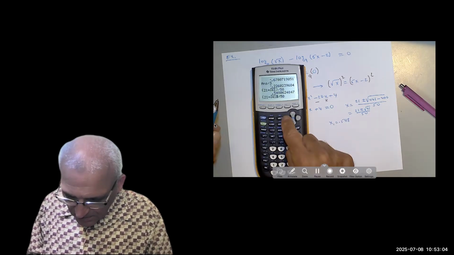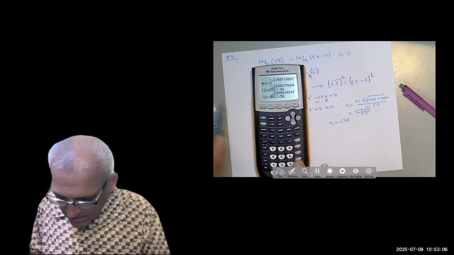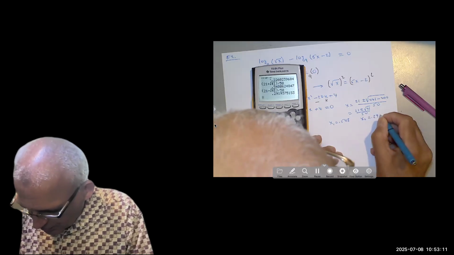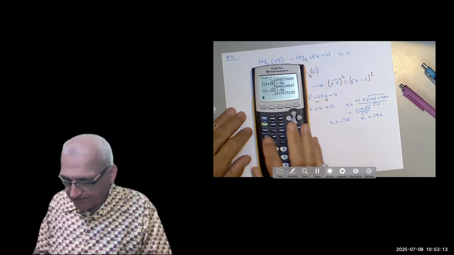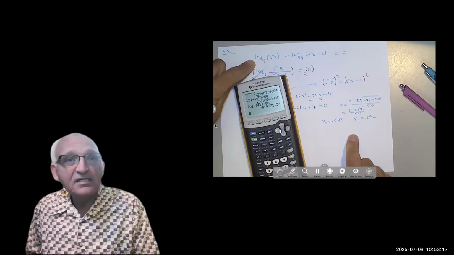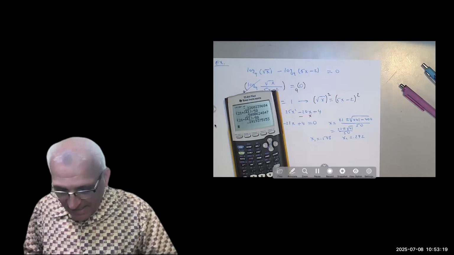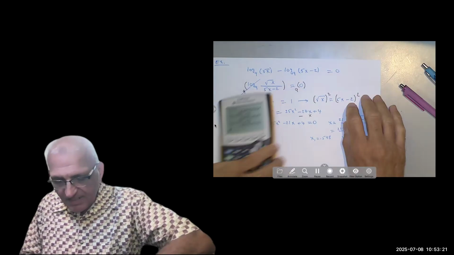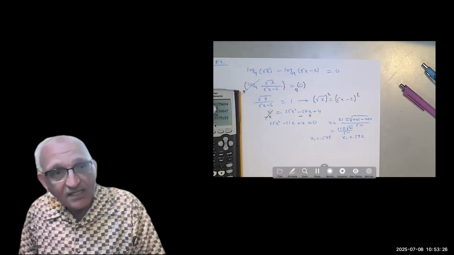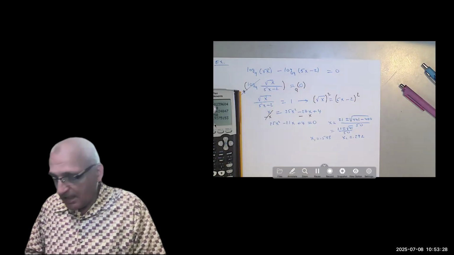And the second one, you just change that into minus, and you get 0.292 if you use 3 decimal places. Now you have to go back and check that. The check will not be easy because that's a log to the base 9, and we don't have log to the base 9 in our calculator.